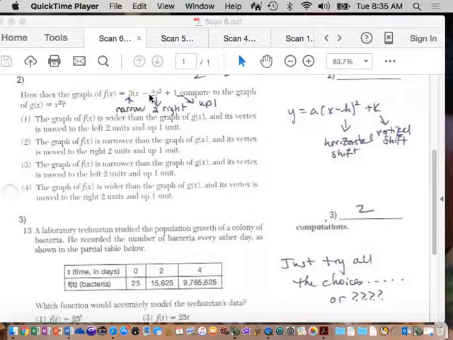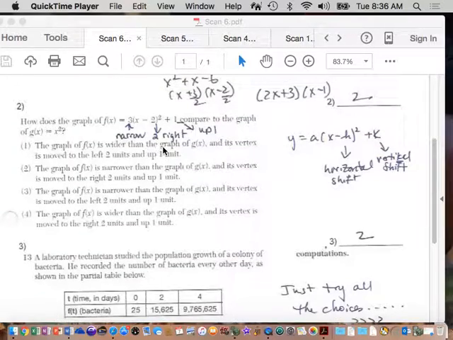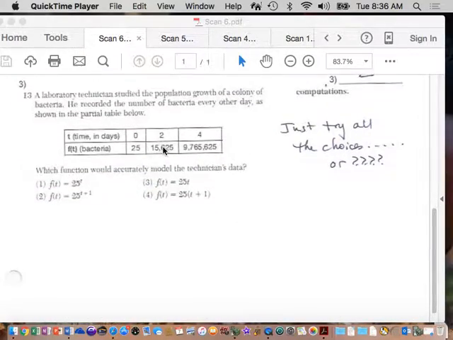This says minus 2. Remember, it's always reversed in the parentheses. So that's 2 to the right. And this is vertical shift up 1. So over here I reminded you that this is horizontal shift. That's why we use an H. And we use K for vertical, spell it with a K. All right? So this means it's going to go up 1, it's going to go 2 to the right, and it's going to be more narrow. That is choice 2.